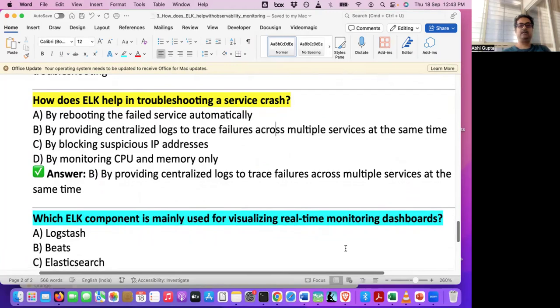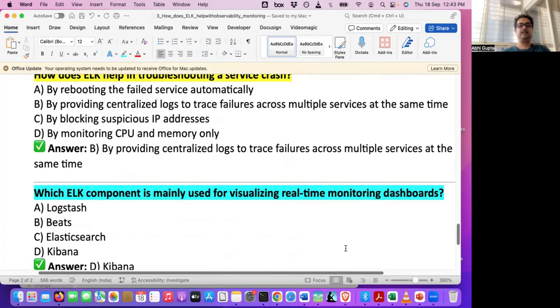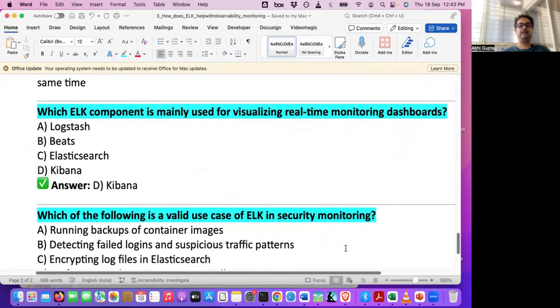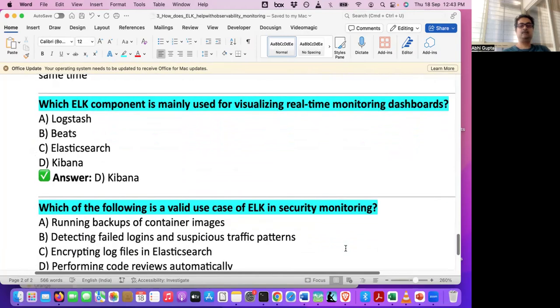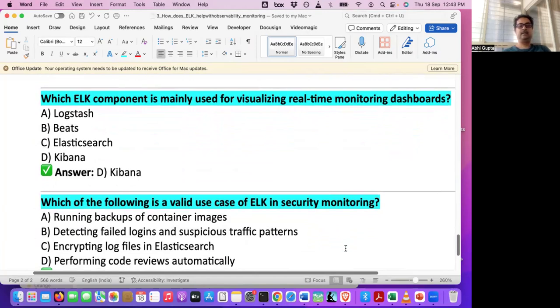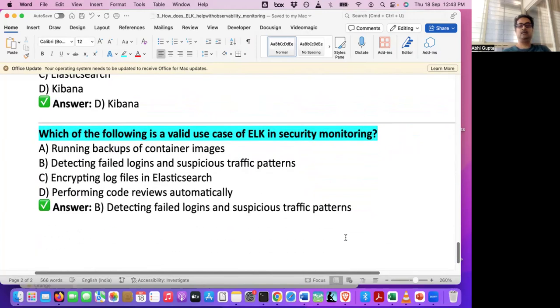Which ELK component is mainly used for visualizing real-time monitoring dashboards? Answer is D, Kibana. Which of the following is a valid use case of ELK in security monitoring? Detecting failed logins and suspicious traffic patterns. Answer is B.